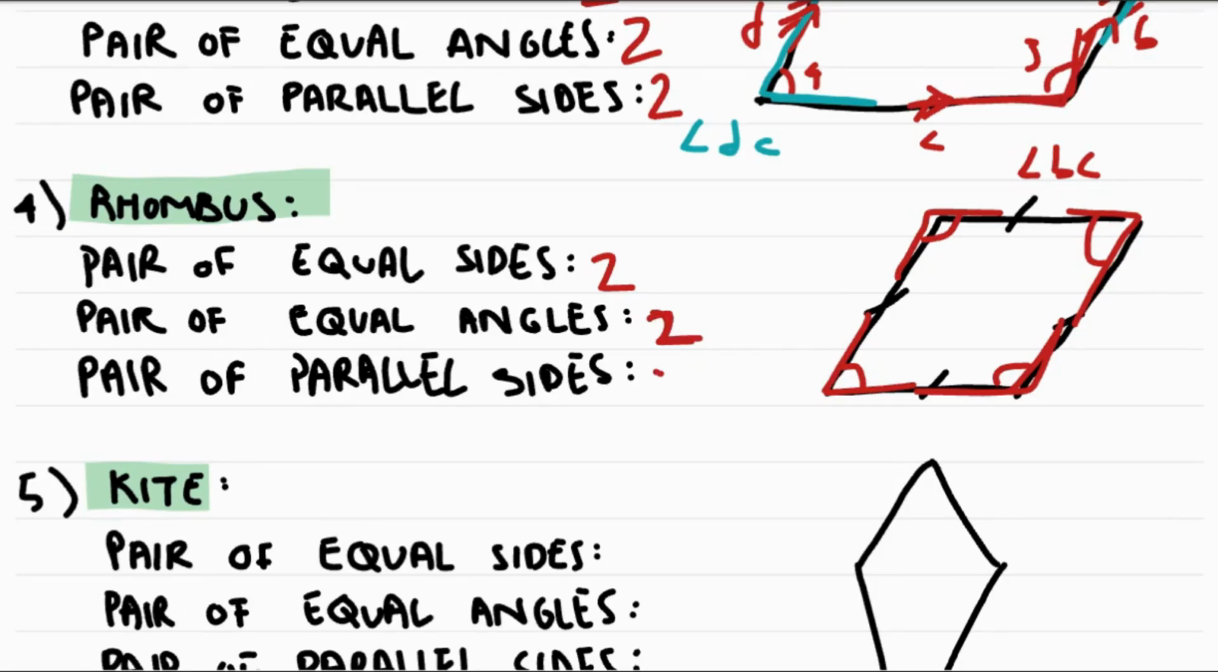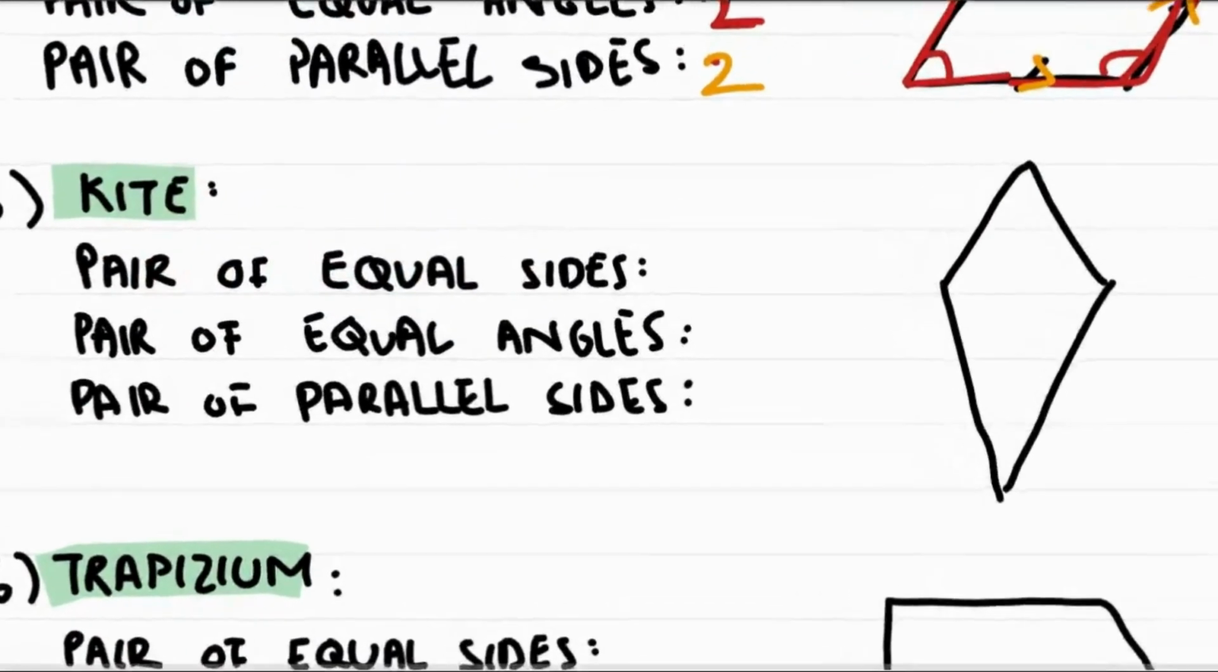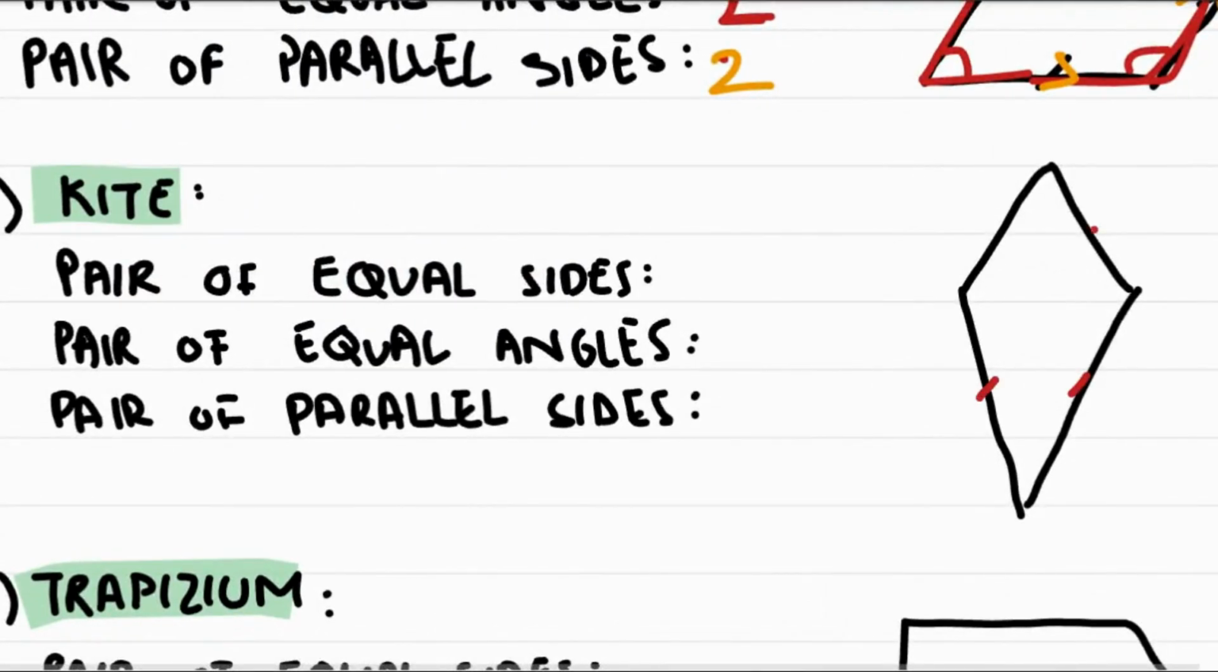And parallel sides, again, it's going to be two, because this angle and this line are parallel, and this line and this line are parallel. So that gives us two parallel sides, right? Now a kite, this is a special case, right? Because it is made out of two pairs of equal sides as well. These two sides are going to be equal, whereas these two sides are going to be equal. So it has two pairs of equal sides as well.